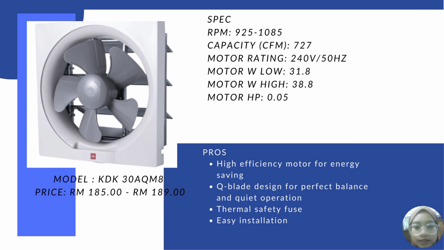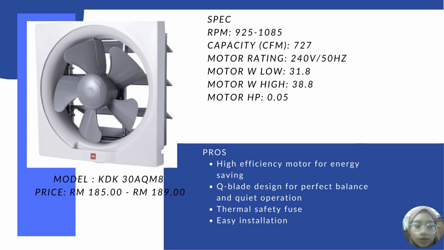Next is the ventilating fan. The model of this fan is KDK 3081A. For the spec, the RPM for this fan is 925 until 1085. The capacity is 727. The motor rating is 240 volt, 50 Hz.